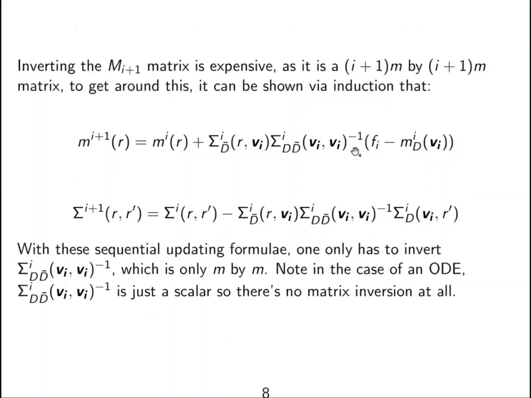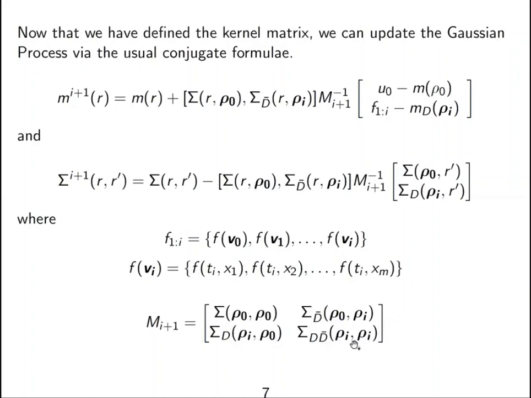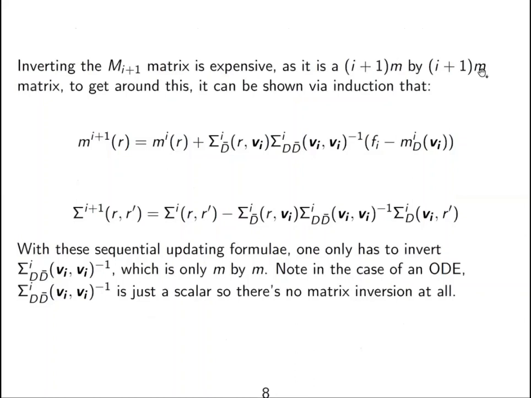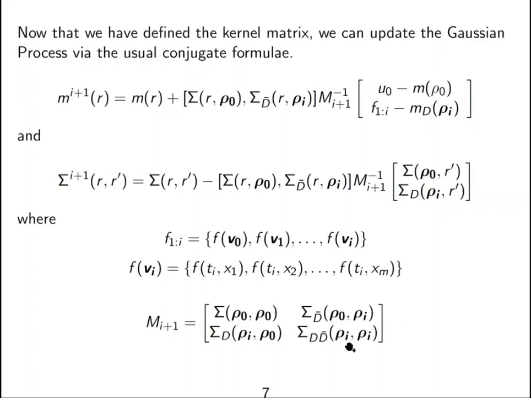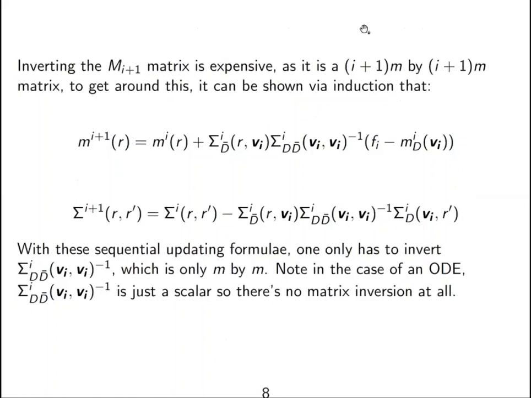So in inverting this M plus one matrix, you can see it's fairly expensive because it's an I plus one times M by I plus one times M matrix. And this is basically because you're solving a PDE, and therefore at each iteration you're moving forwards one step in time, but for each step in time you have to condition on all the positional points for that time. So the size of this matrix grows quite fast as you move forwards in time.